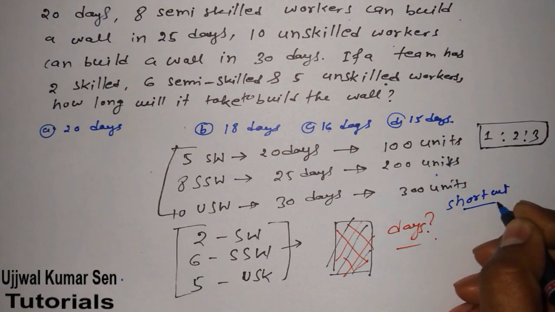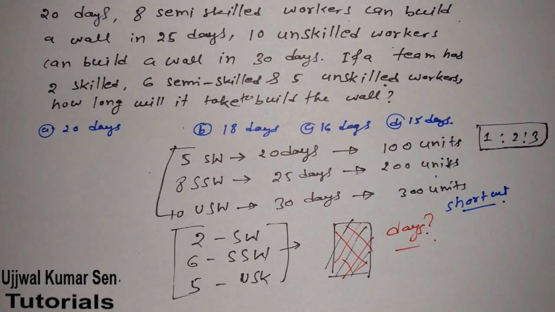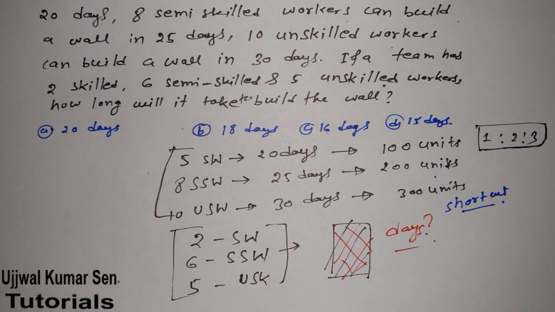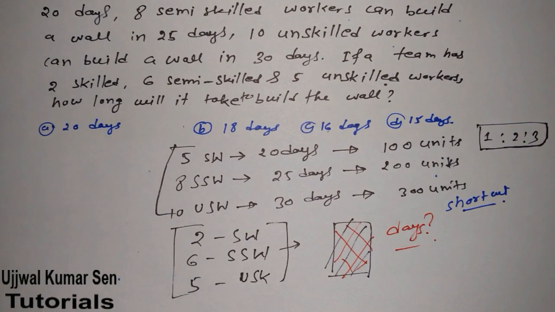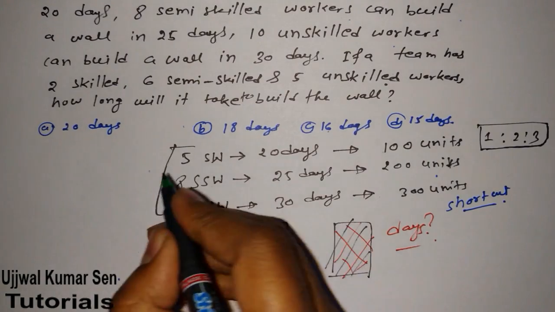Shortcut way, that way is very easy and really simple to implement and also to find out the answer. That is, go through the options. They said 20 days. Now what I have to do? I have to do like this. 20 days. Let me use another color marker.